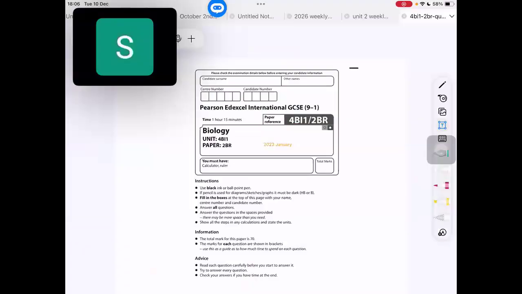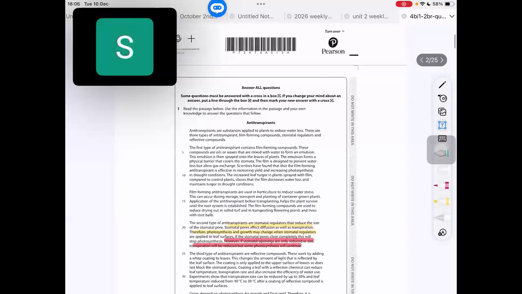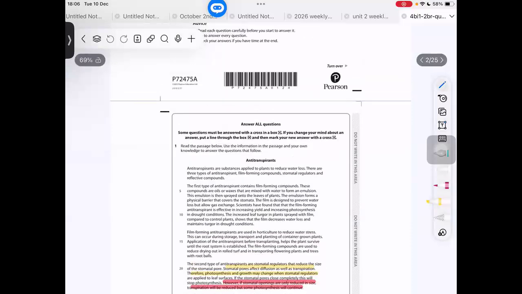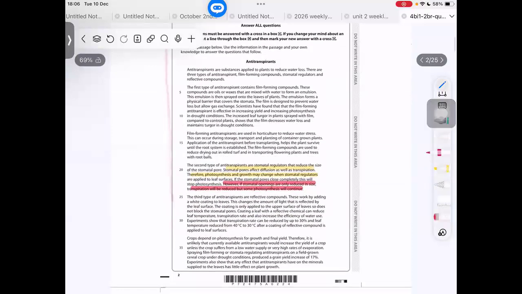Right. So this is the 2023 January biology paper that we are discussing today. In this paper, you can see that they have given a description, right? This is the second paper that you are getting. So they have given a big description. And the most important thing over here is you don't have to read everything in this description and waste your time, right? That means first I think it's better if you go with the question.